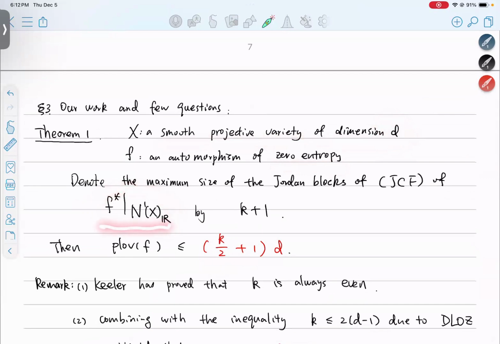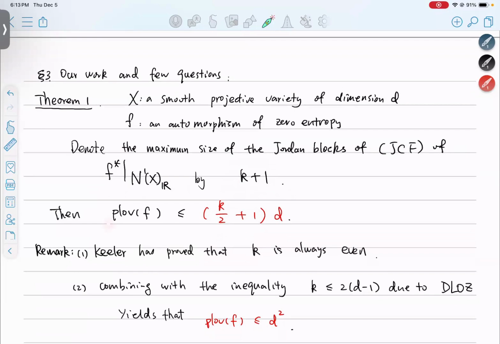So I assume the maximum size of the Jordan block of the Jordan canonical form is k plus 1. This just means that if the pullback of f is unipotent, then the nilpotency index of the nilpotent operator is k plus 1. So they are equivalent. And then we show that the polynomial growth degree of f is less than or equal to this number, half of k plus 1, times d.